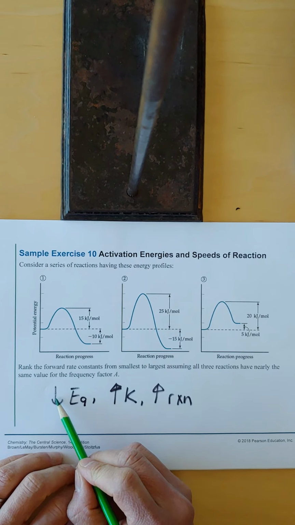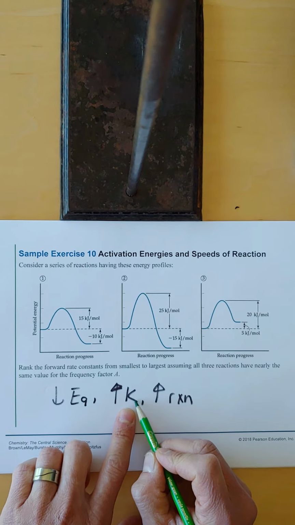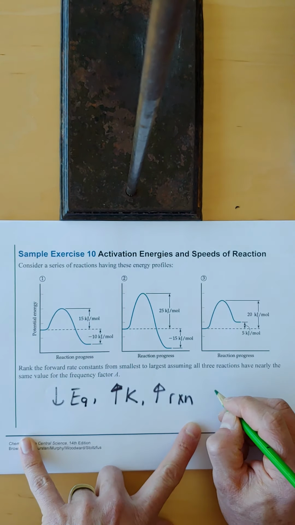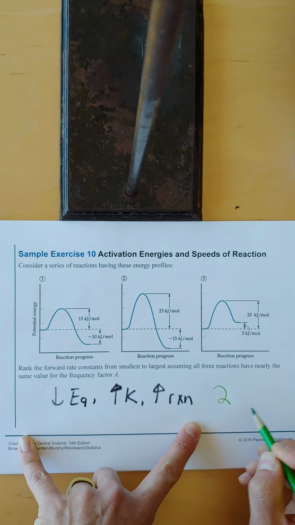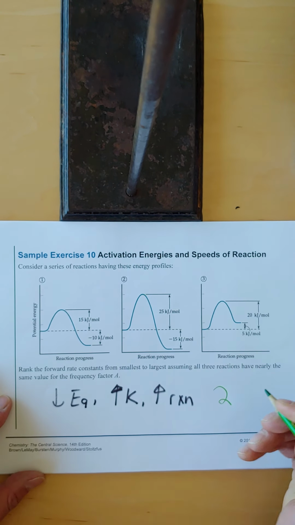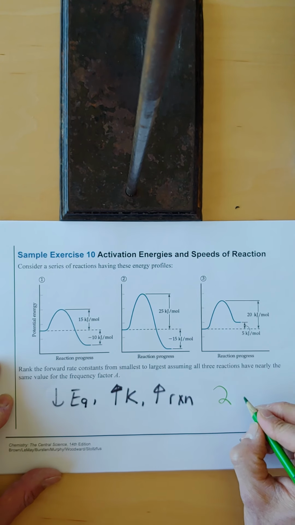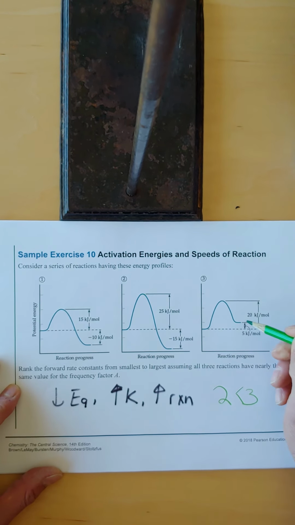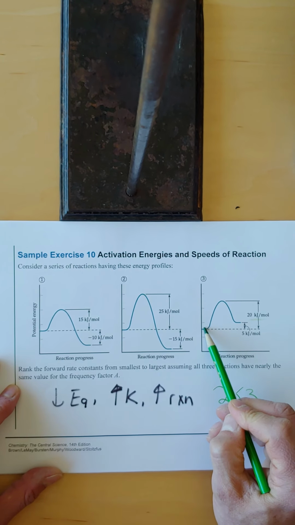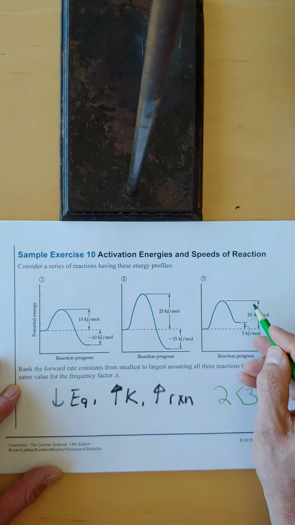The one with the highest activation energy is going to have the smallest value of k and be the slowest reaction. That would be reaction 2. Reaction 2 has the highest activation energy, so that's going to be the slowest. The next slowest, or the next fastest, I guess, would be reaction 3, because that has an activation energy of 20 kilojoules per mole. From reactants to the top of that graph, that's my activation energy, which is 20 kilojoules.